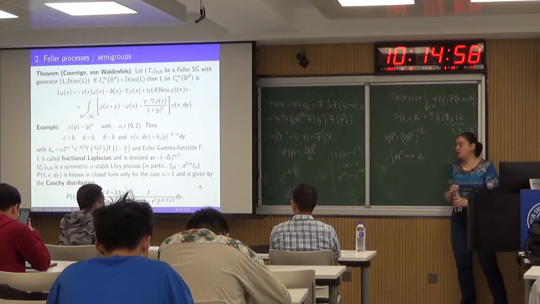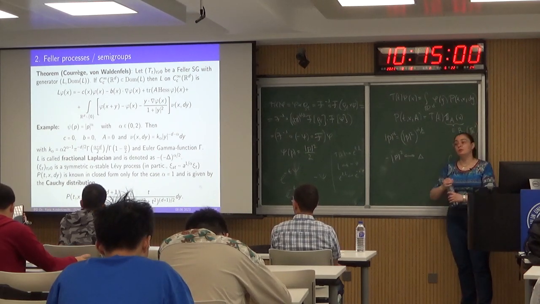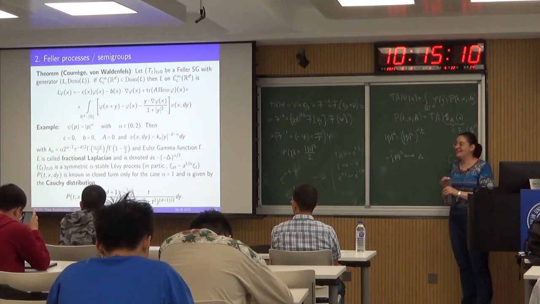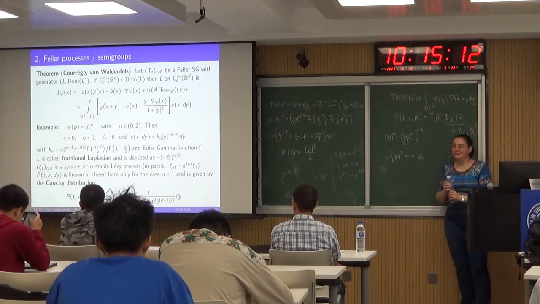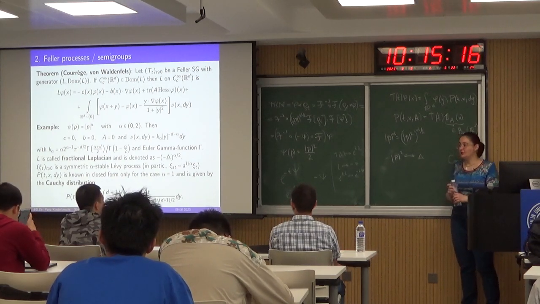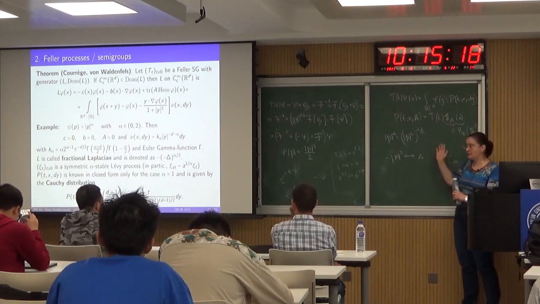So the fractional Laplacian is an important, interesting operator. Why it is so important and interesting, I will clarify in the last lecture, but for now just believe that this is an interesting generalization of the Laplacian. For alpha equal to 2, we obtain just the Laplacian.